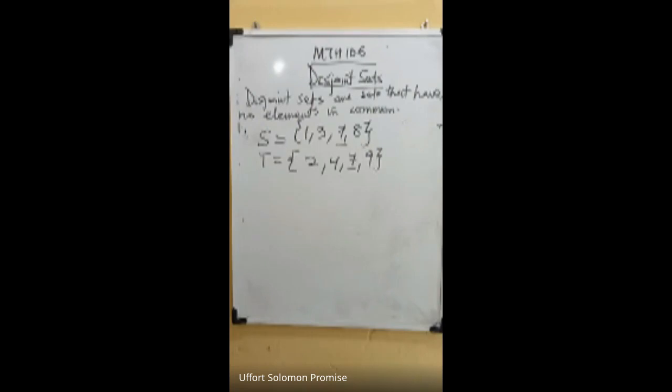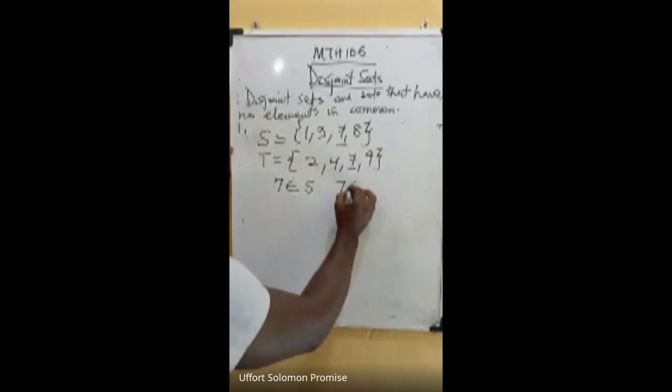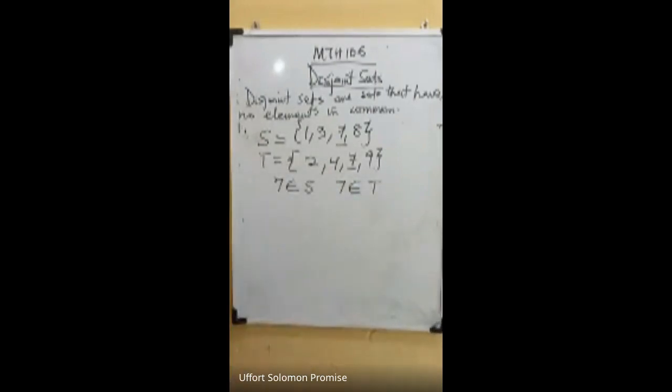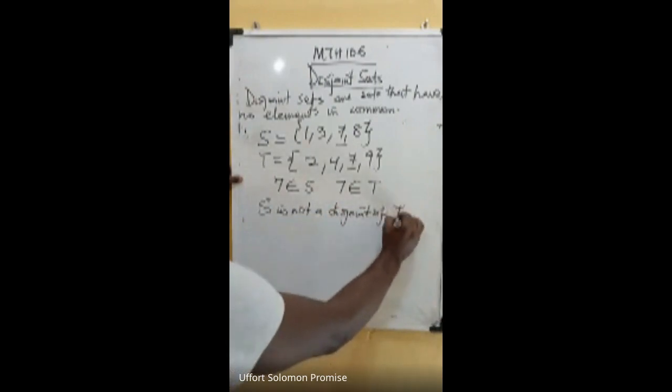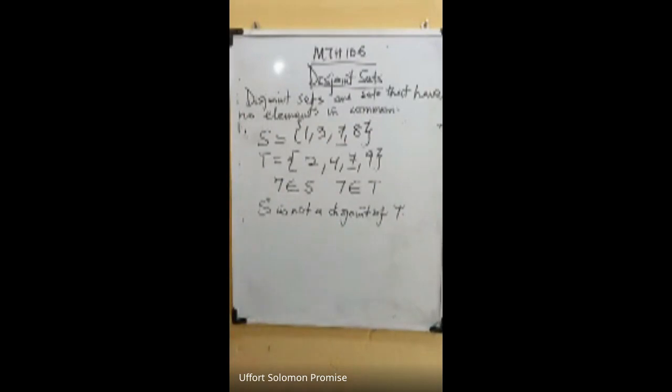How do you represent this now? You say 7 is a subset of S, and 7 also is a subset of T. What you are trying to say is that 7 is in set S, and 7 is also in set T. Did you get that? So S is not a disjoint of T. This is how you actually answer this kind of question.